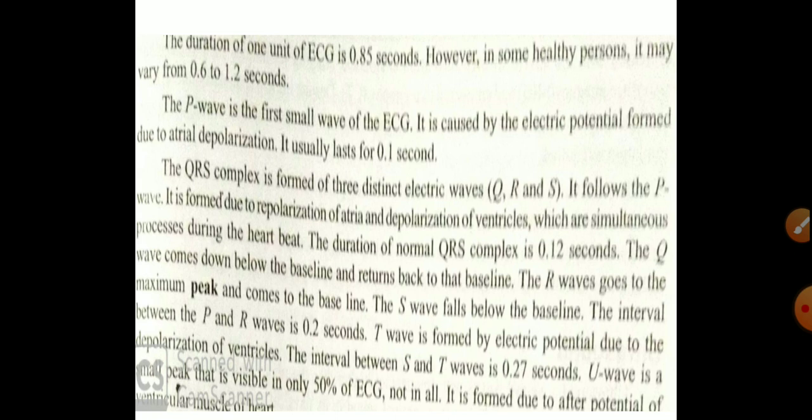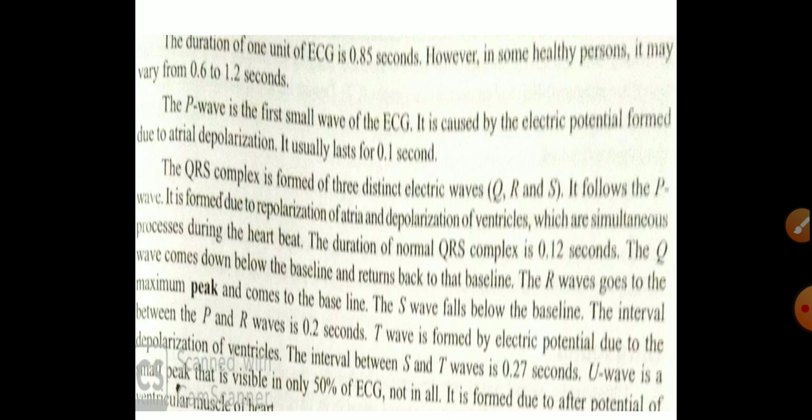It is formed due to the repolarization of atria and depolarization of ventricles, which are simultaneous processes during the heartbeat. The duration of the normal QRS complex is 0.12 seconds. The Q wave comes down below the baseline and returns back to that baseline. The R wave goes to the maximum peak and comes to the baseline. The S wave falls below the baseline. The interval between P and R wave should be 0.2 seconds.